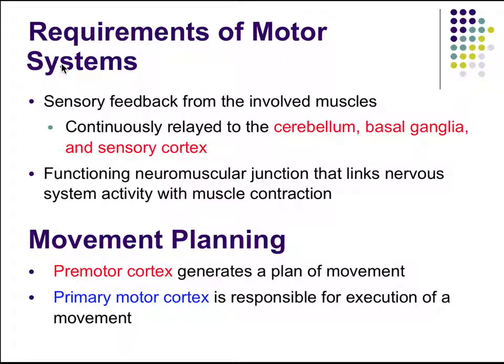So what are some of the other requirements for the motor system? So obviously the upper and lower motor neurons are important, but other requirements include our sensory neurons. Now, sensory feedback is really important. It's going to continuously relay information to our cerebellum, our basal ganglia, our sensory cortex to essentially help our brain decide how we are going to move.